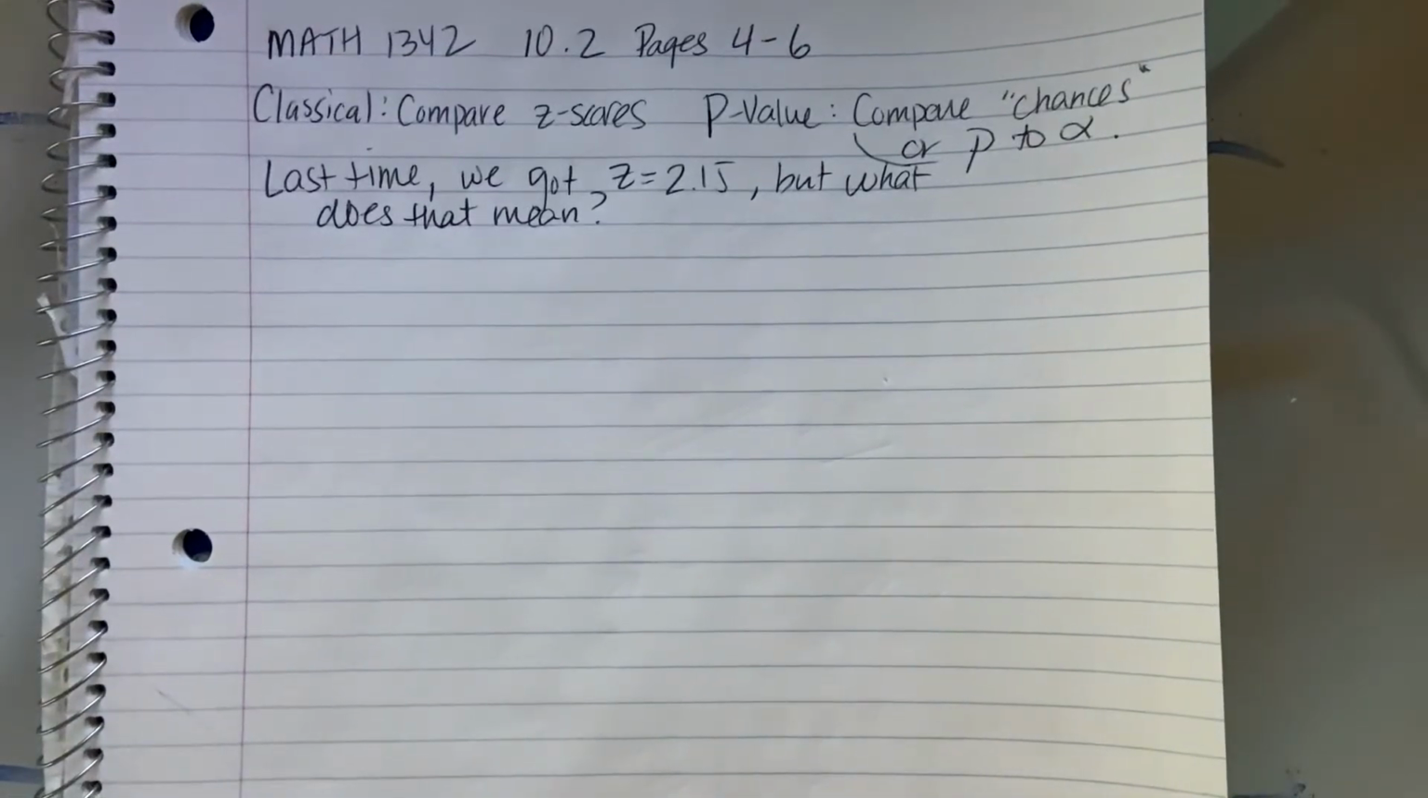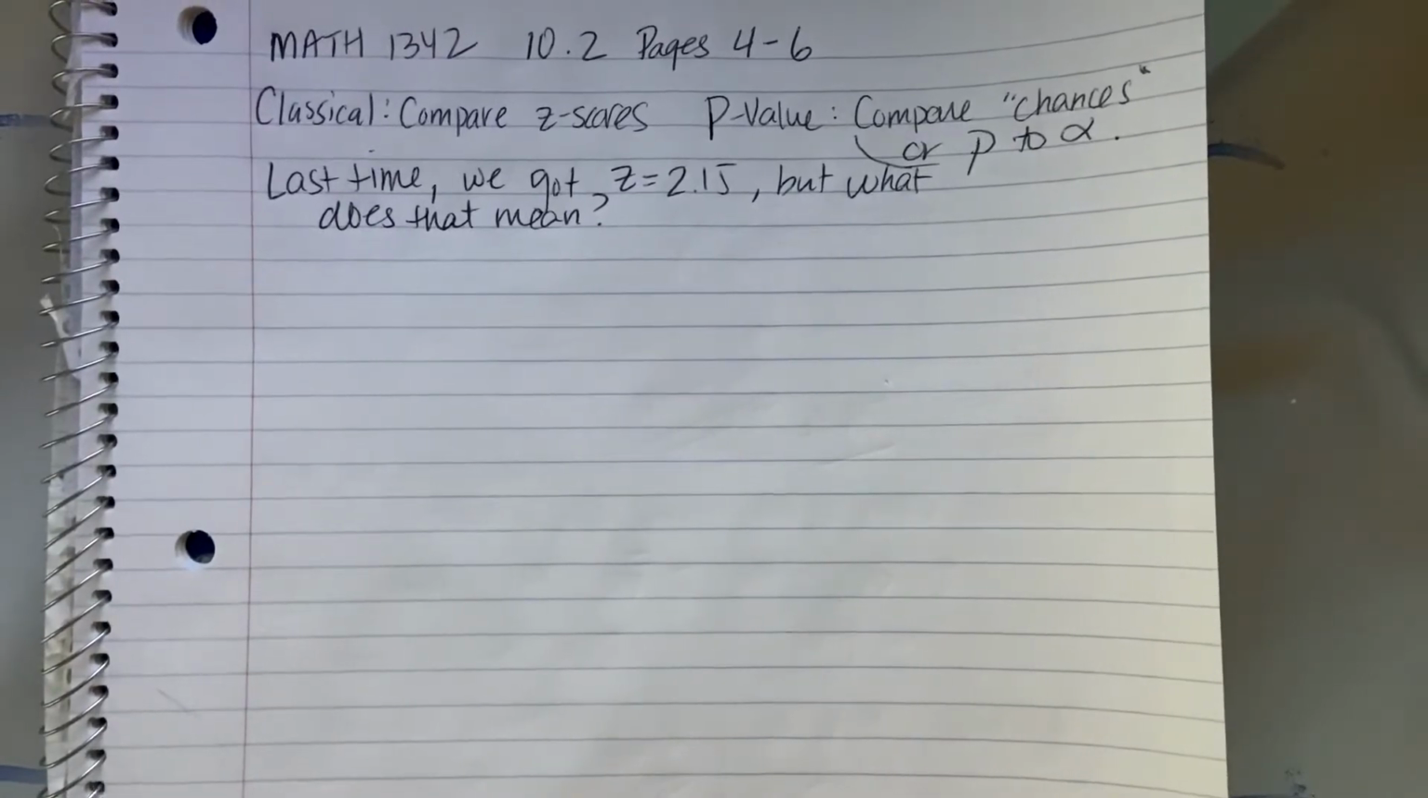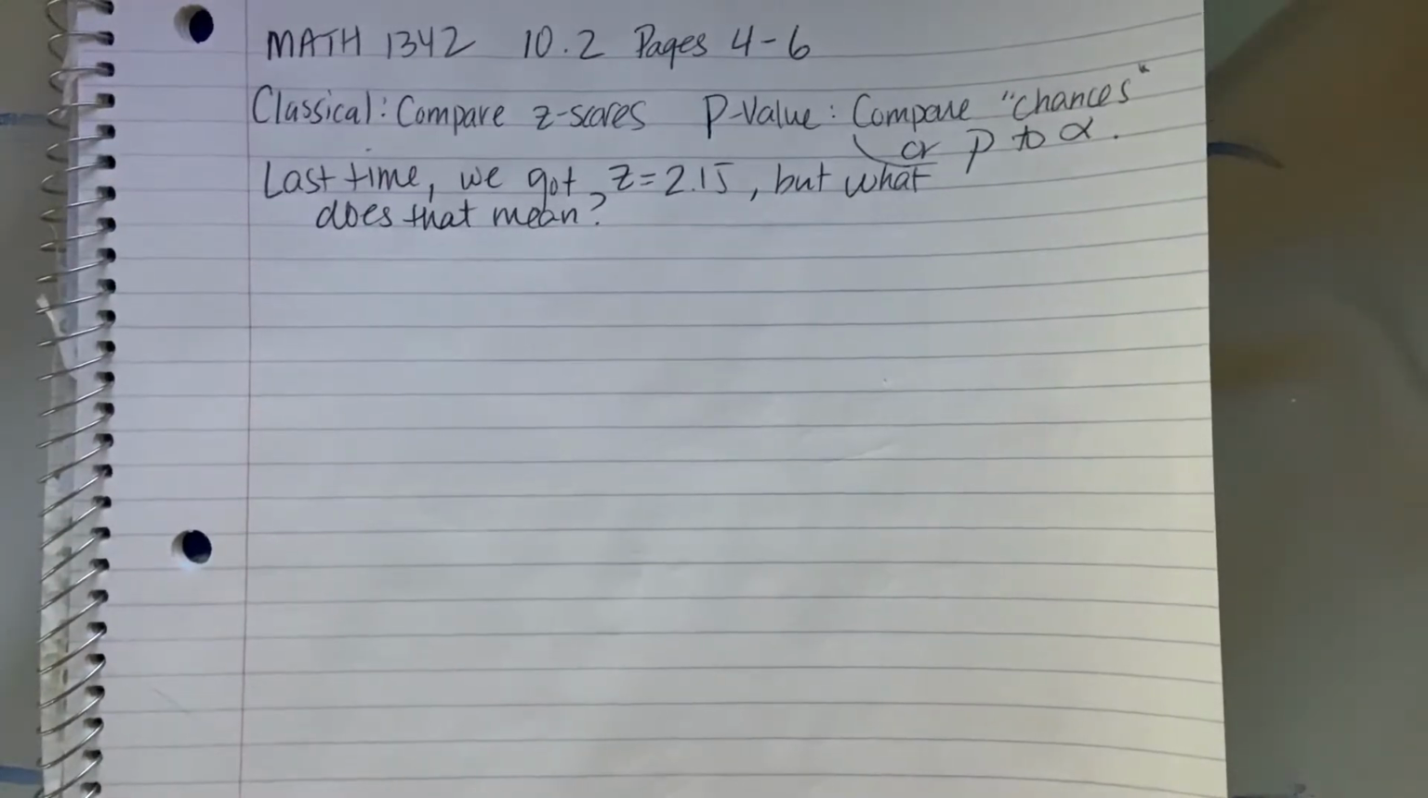Okay guys, let's go through the last part of the notes, page 4 through 6. The top of 4 talks about a second approach, the p-value approach. Right now, in the classical approach, we compared z-scores, and our z-score was either more than or less than the required value on a one-tailed test. We made a conclusion or not.